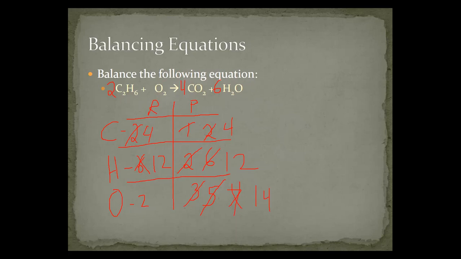So now everything is balanced except the oxygen. My carbons are still balanced, 4 and 4. My hydrogens are still balanced, 12 and 12. What do I need to put in front of this oxygen to give me 14? A 7. Okay, so now I come in, I add that 7, and that changes this to 14. And this is now balanced.